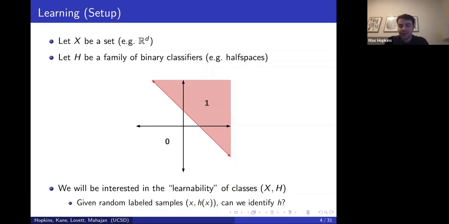We'll be interested in studying what's called the learnability of pairs (X, H), which are called hypothesis classes. And what I mean by learnability here, in very brief, is that given some hidden hypothesis little h from the class, and given random labeled samples of the form (x, label of x with respect to h), is there some way that we can identify what h is? Maybe approximately. This is very broadly the overall idea. We'll get into some more details.